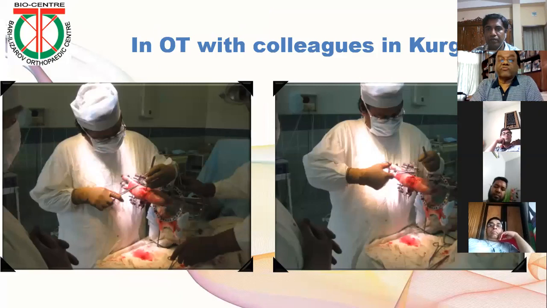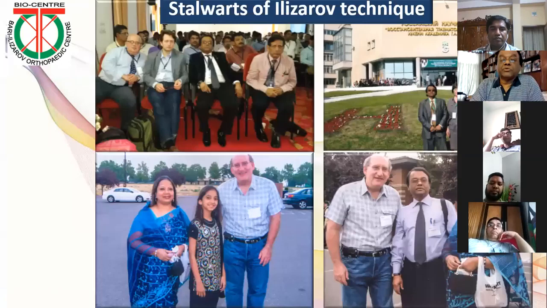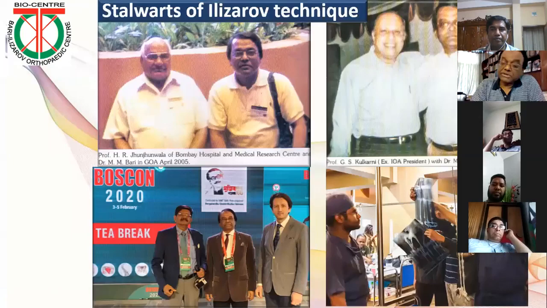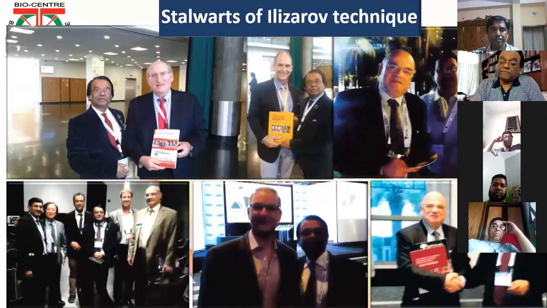At conferences in different parts of the world, this is Harjan Bar with my daughter and my wife. We are in different parts of the world with stalwarts. This is Harjan Bar, Ketagni, Shapes of House, Gamal Usni, all of the ILIZAROV surgeons of the world. See, Rosebrook, Dror Pele, and this is from Canada. These are all my pictures, life, Ashok Johari, and the stalwarts of the ILIZAROV technique.